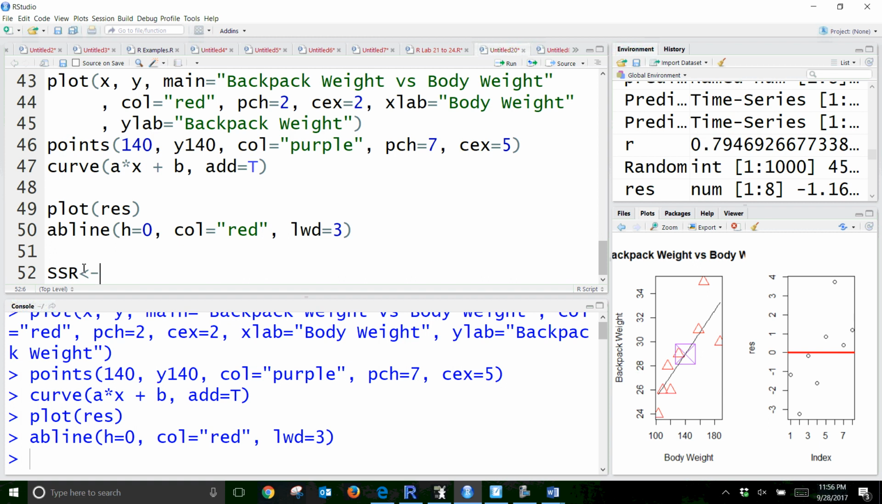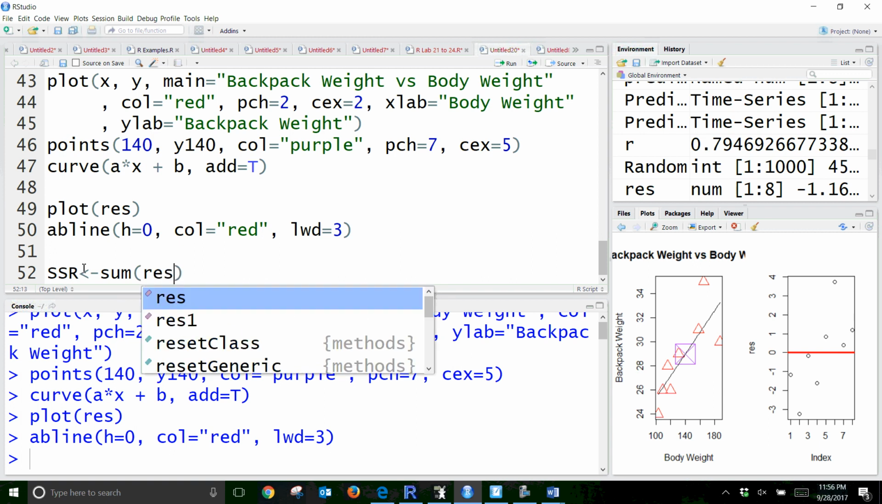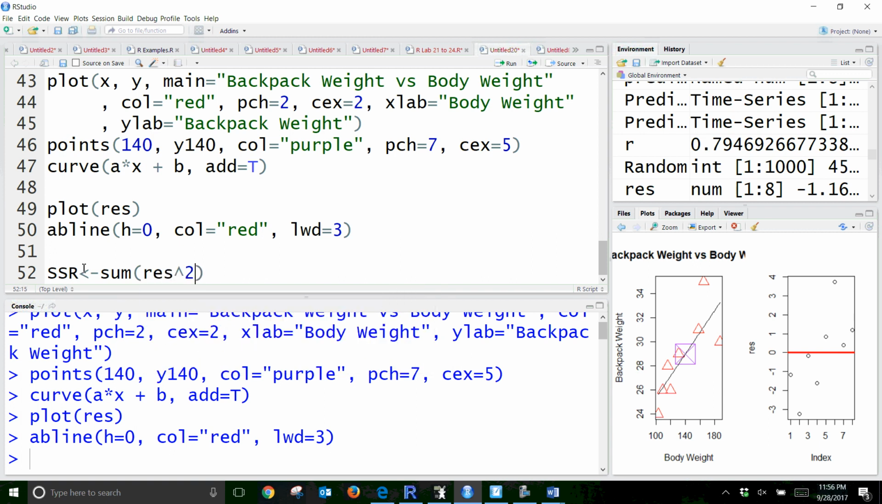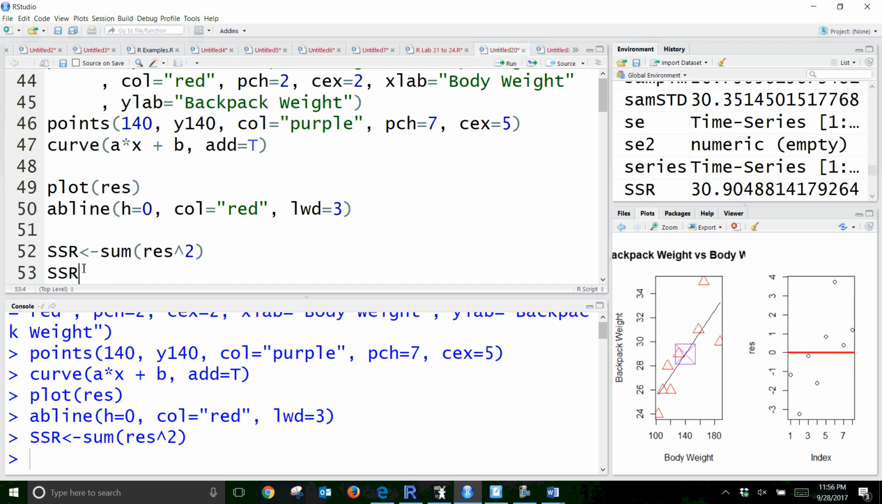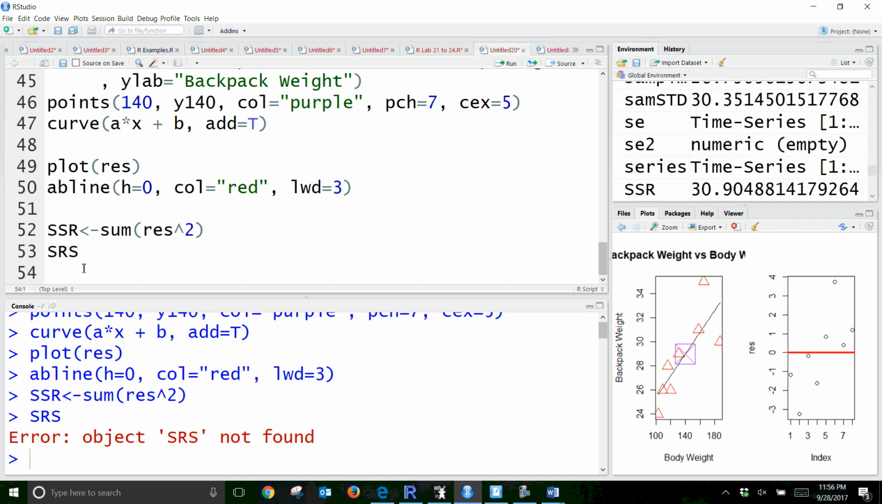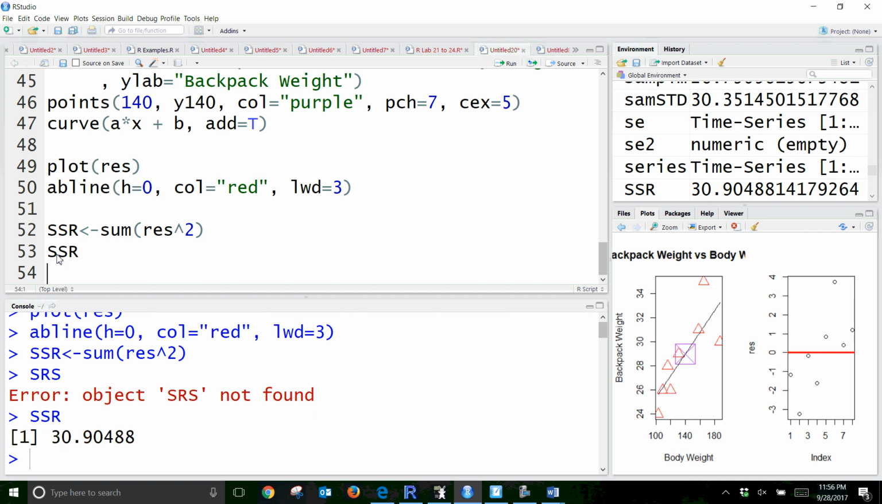So we'll call it the sum of residual squared. Let's take a look at that number. SSR. There we go, about 30.9.